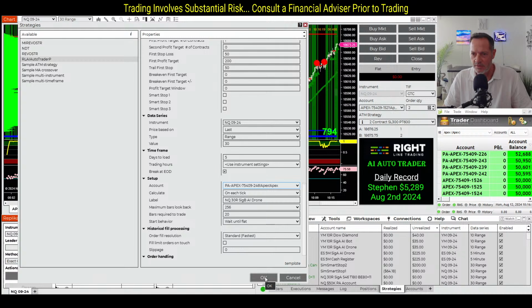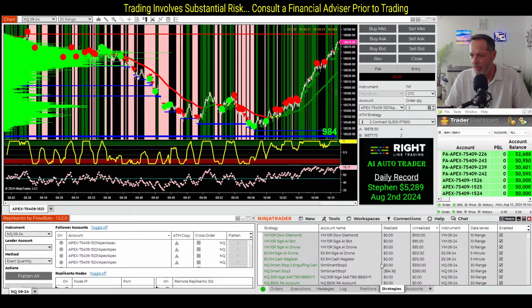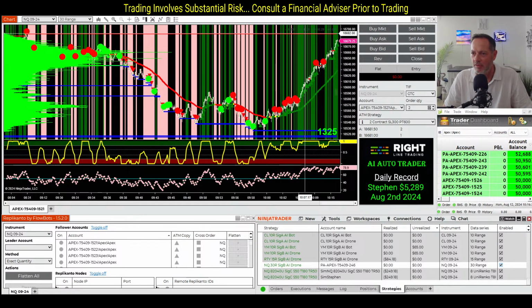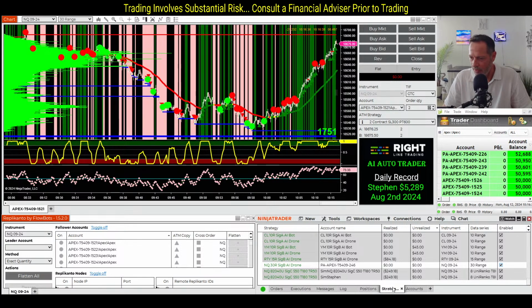So yeah, I'll run a signal B drone, see if we can catch this trend trade here before it hits this pivot right here. This is a pivot that was drawn earlier this morning. We'll see if we can catch this one before that gets too far away from us here.